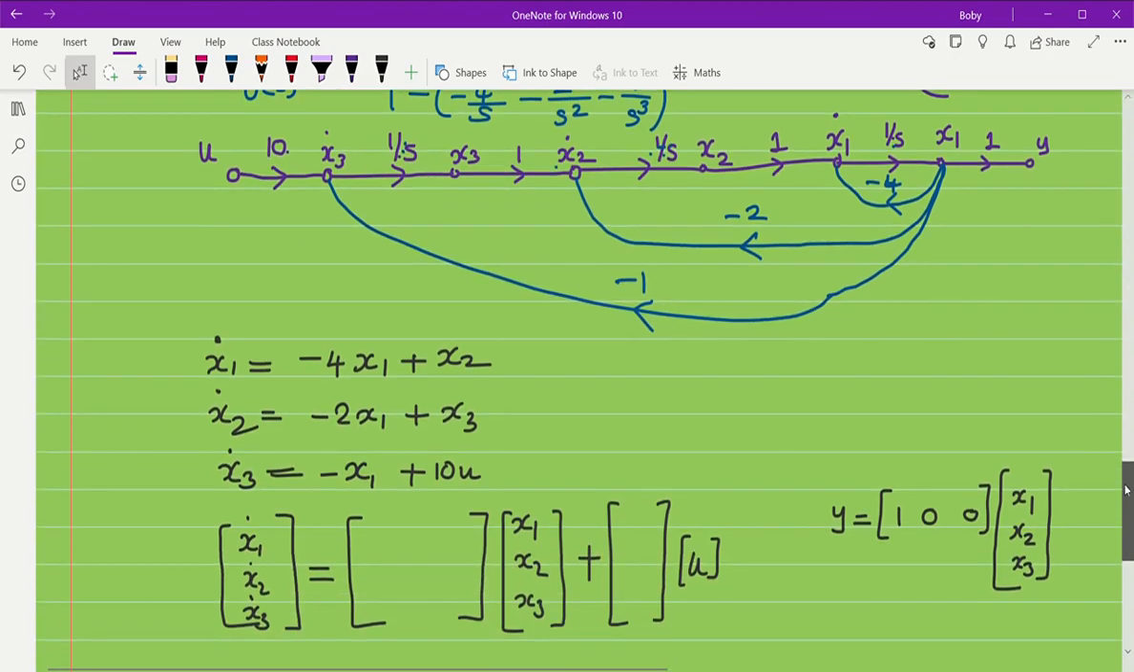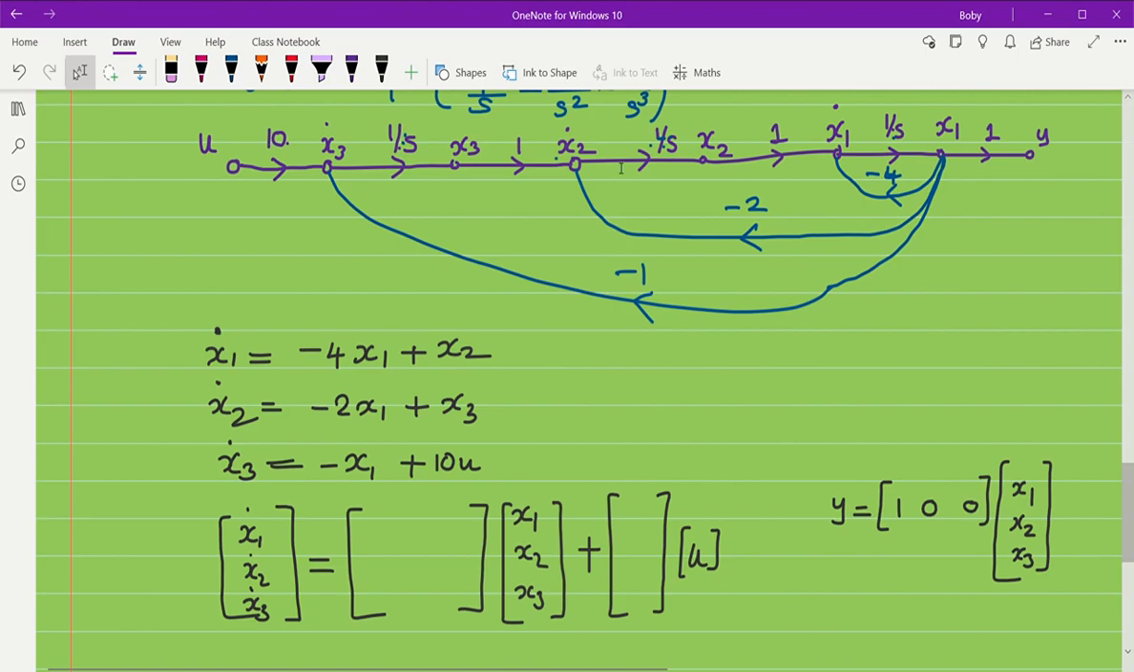Now from this signal flow graph, let us find the expression for x1 dot. So this is x1 dot. x1 dot is a sum of x2 into 1 plus x1 into minus 4. So x1 dot, one part is from here, and x1 dot is the sum of both of these: x2 into 1 plus x1 into minus 4. So minus 4x1 plus x2. So x1 dot is equal to minus 4x1 plus x2.